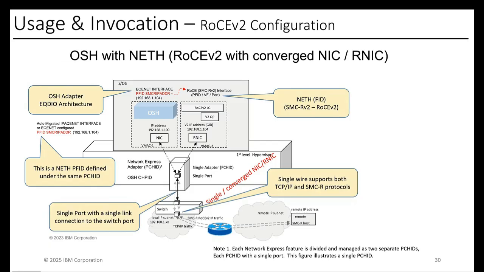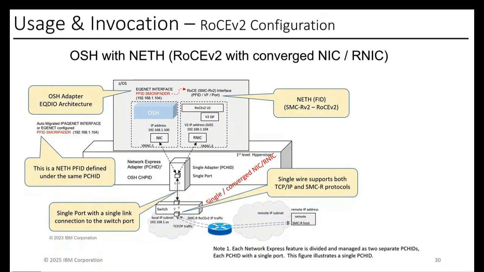Okay, so this chart is just showing you the OSH with NetH with the converged NIC and RNIC, and I think it's just pointing out that these are dual adapters. I think there was a question from a customer previously that it's showing a single adapter, and it was a little confusing. But just for completeness, these are dual density adapters. The diagrams are only showing a single port, even though there are really two physical ports on the card.